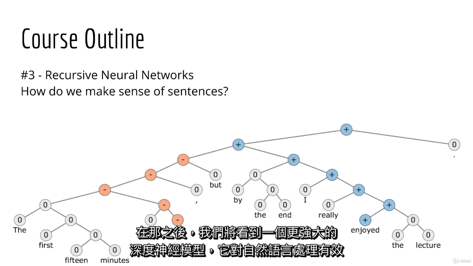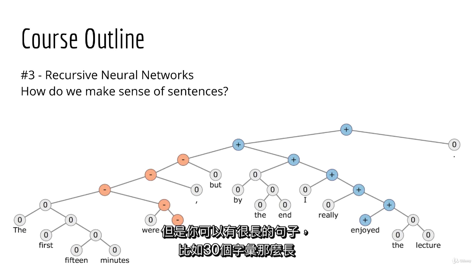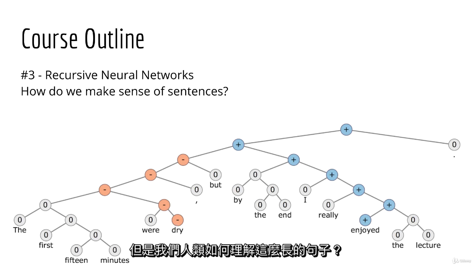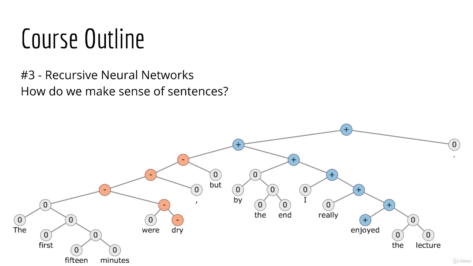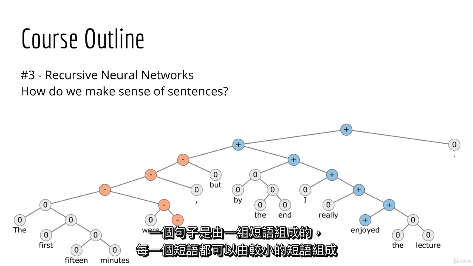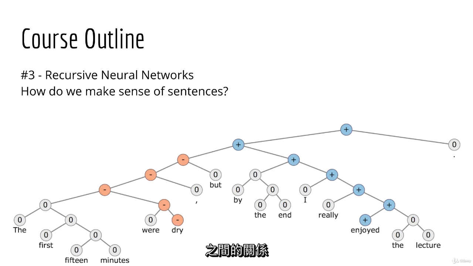After that, we'll look at an even more powerful model of deep neural networks for NLP. You might notice that sentences come in all shapes and sizes. Some are very short, like 1 or 2 words long, but you can have very long sentences, like one that's 30 words long. But how do we, as humans, make sense of such long sentences? Well, the truth is, we don't conceptualize sentences as sequences of words, but rather we give it a hierarchical structure. A sentence is made up of a group of phrases, and each of those phrases could be made up of smaller phrases. We don't make sense of sentences by thinking of each word from start to end, but rather by the relationships between these phrases.